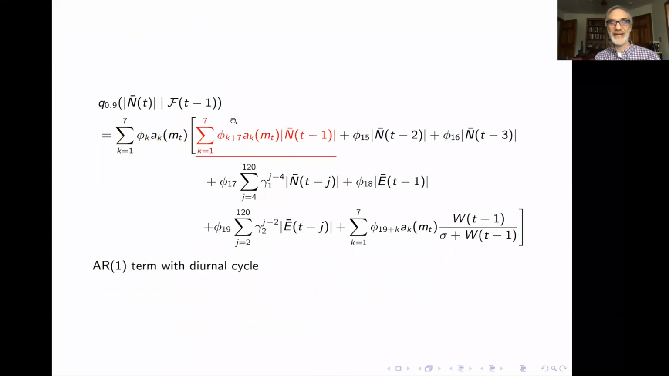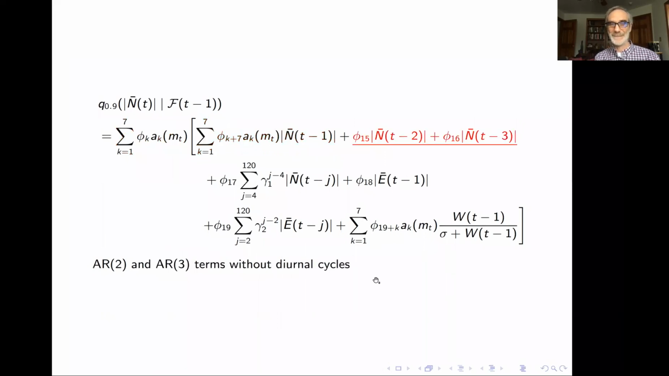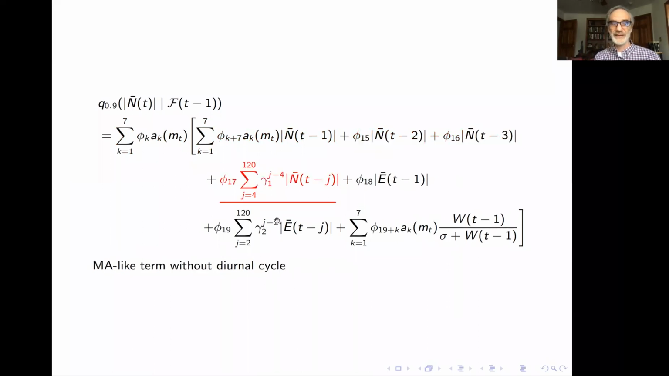Okay, so this is an AR1 that varies diurnally. These are AR2 and AR3 that don't vary diurnally. This is this MA-like term that doesn't vary diurnally.